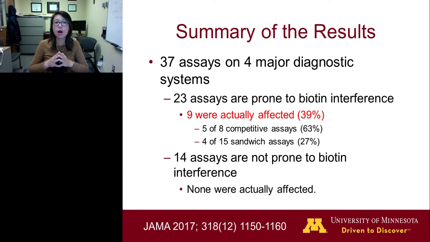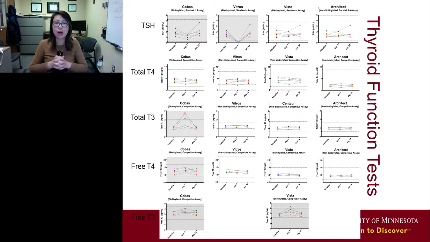And also, as part of the control, we included 14 assays that are not prone to biotin interference, meaning those are the assays that do not include biotin binding to streptavidin as part of the mechanism. And then, as expected, none of those assays was actually affected. So now let's go over the actual tests that we evaluated in this study.